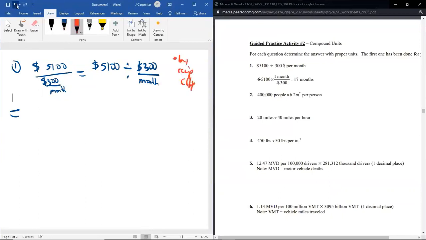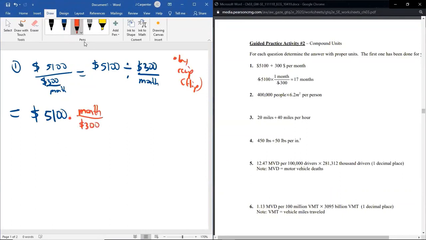That got ugly. We only flip the one after the division symbol, not the first one. So this becomes $5,100, and then I'm going to use red for showing the change, times, and now the month goes in the top, and the $300 goes in the bottom.